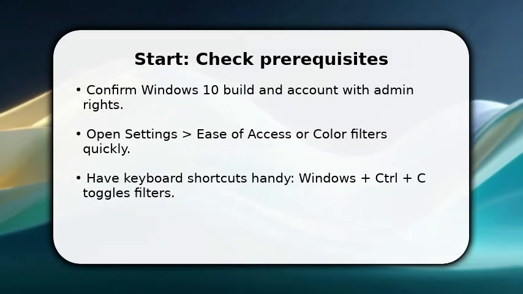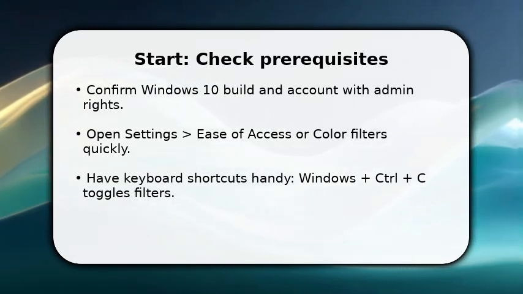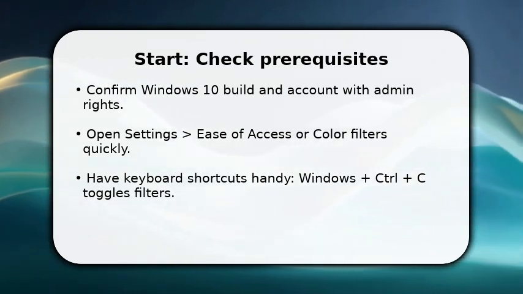You're going to fix the black and white display now. First, confirm you're on Windows 10 with an admin account, then open Settings. Navigate to Ease of Access, then Color Filters. This is where the toggle lives.